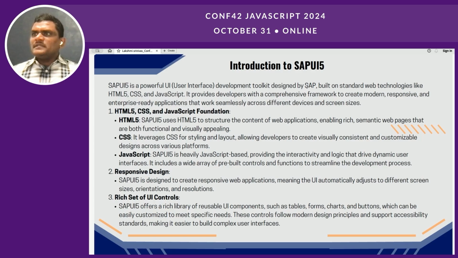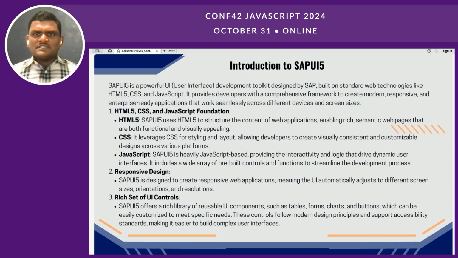Introduction to SAP UI5. SAP UI5 is a powerful development toolkit designed by SAP, built on standard web technologies like HTML, CSS, and JavaScript. It provides developers with a comprehensive framework to create modern, responsive, and enterprise-ready applications that work seamlessly across different devices and screen sizes. HTML5, CSS, and JavaScript foundation.